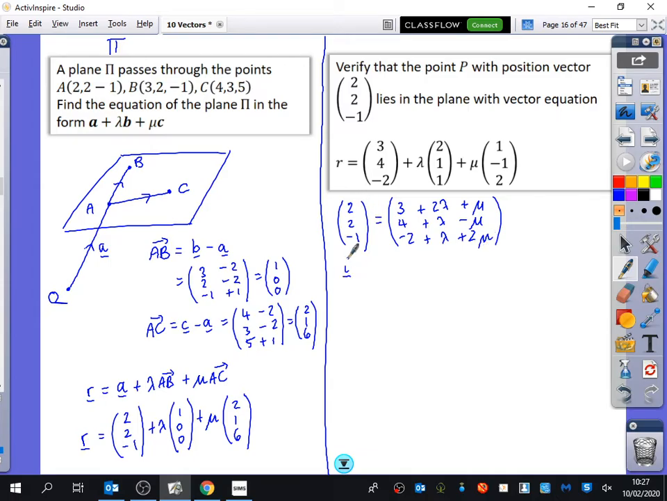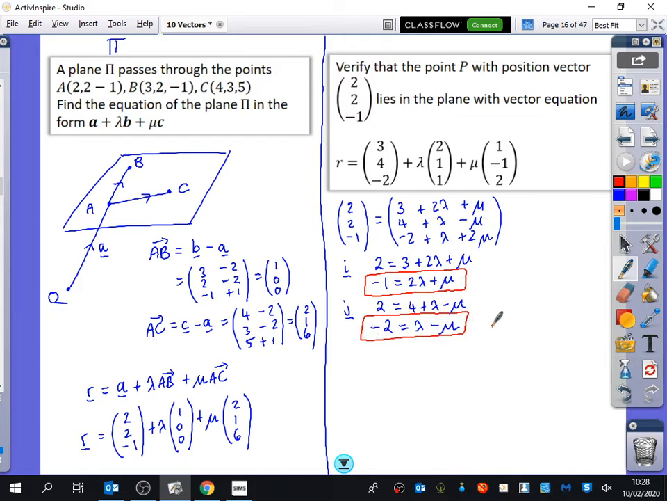So from the I part, we've got that 2 equals 3 plus 2 lambda plus mu. In other words, minus 1 equals 2 lambda plus mu. From the J part, 2 equals 4 plus lambda minus mu. So minus 2 equals lambda minus mu. Now you can either put those onto your equation solver in your calculator if you're feeling really lazy, or you've got this equation and this equation. Best way of solving those? There's a quicker way of doing that, don't you think?